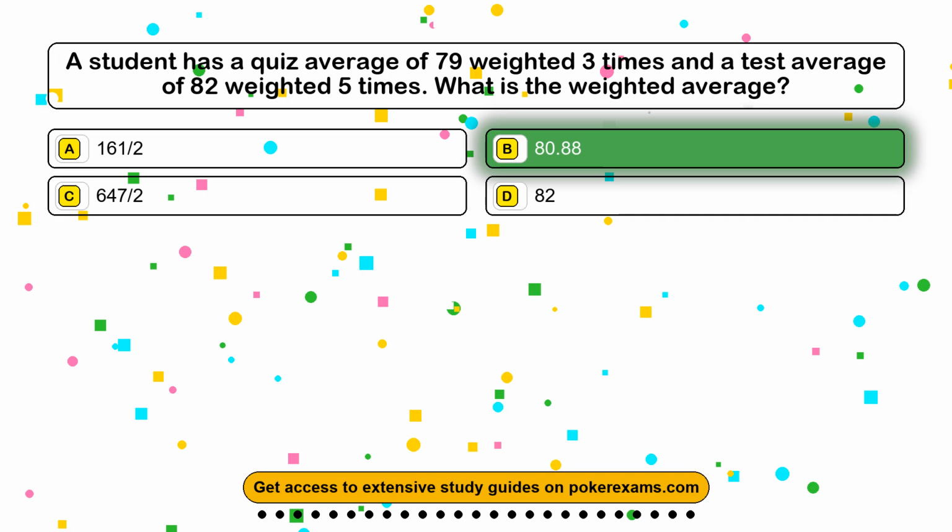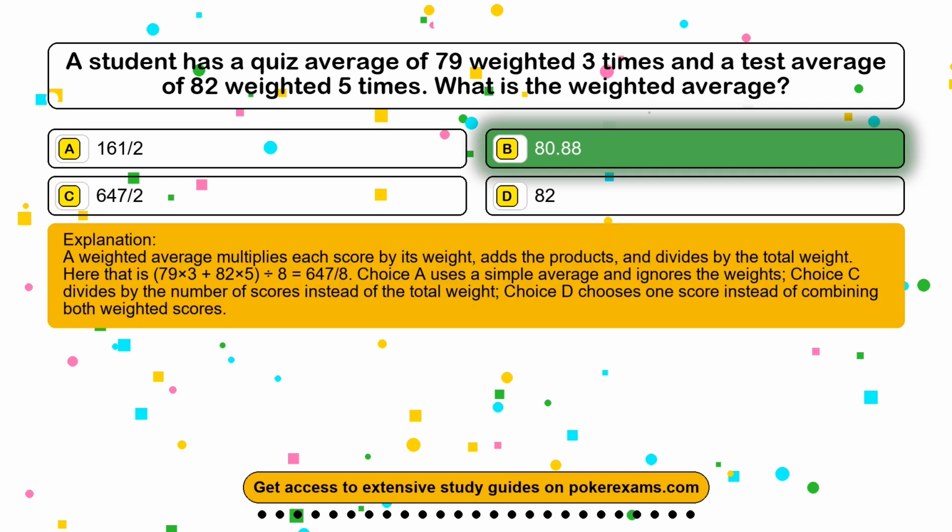The correct answer is option B, 80.88. A weighted average multiplies each score by its weight, adds the products, and divides by the total weight. Here that is 79 times 3 plus 82 times 5, divided by 8 equals 647/8. Choice A uses a simple average and ignores the weights, choice C divides by the number of scores instead of the total weight, choice D chooses one score instead of combining both weighted scores.